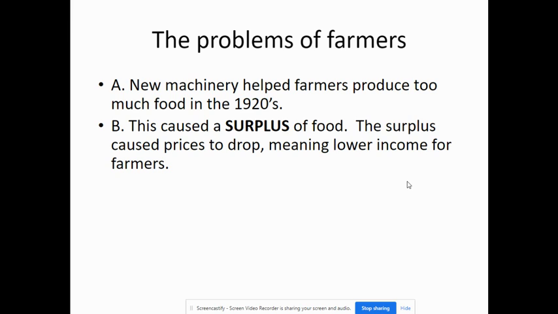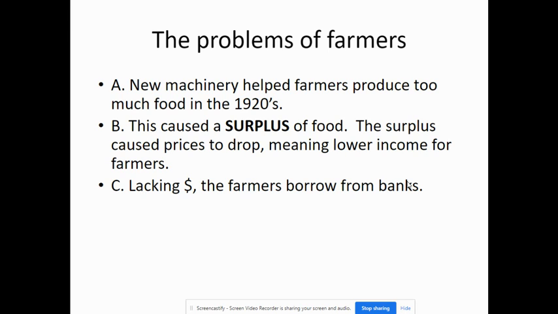Are they going to be able to pay their rent, pay their mortgage, keep their farm if they're not making any money? Lacking money, the farmers have to borrow from banks. What do you need to borrow for? Well, you need to borrow to buy a new tractor, maybe to buy seeds to plant, maybe to buy fertilizer, whatever it might be, or to buy new heads of cattle and things like that.